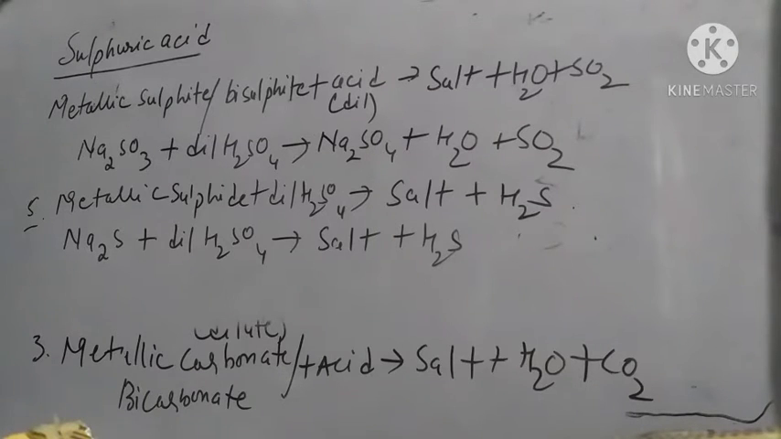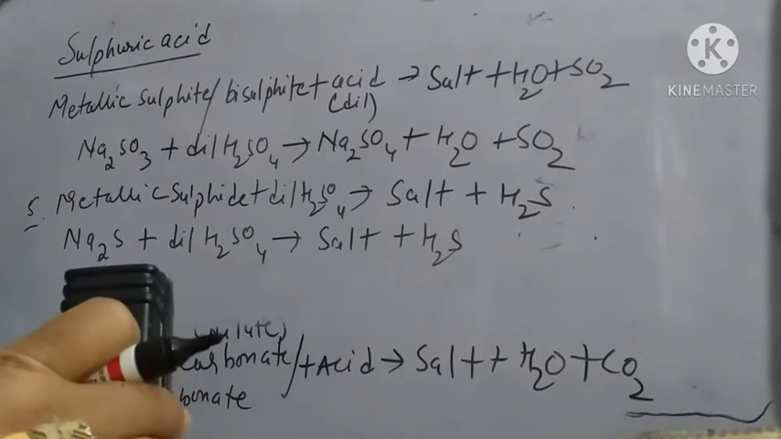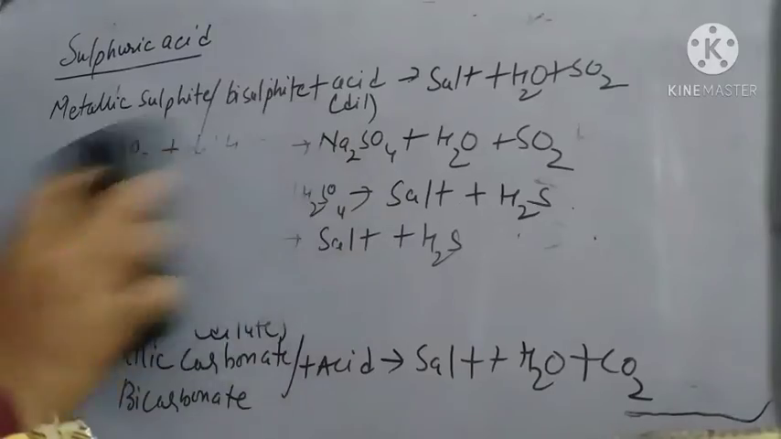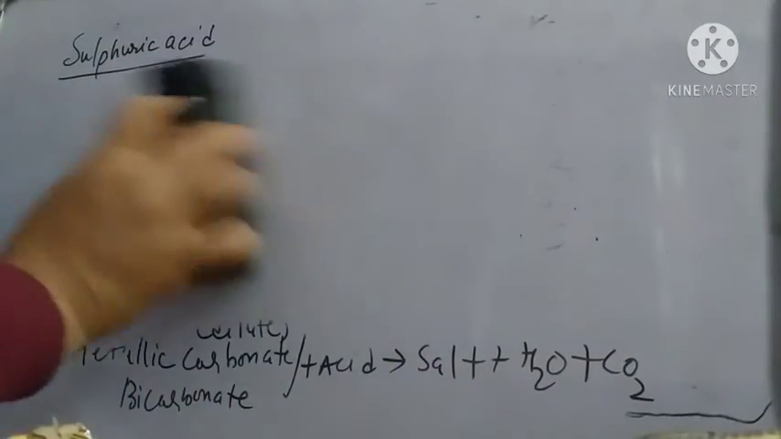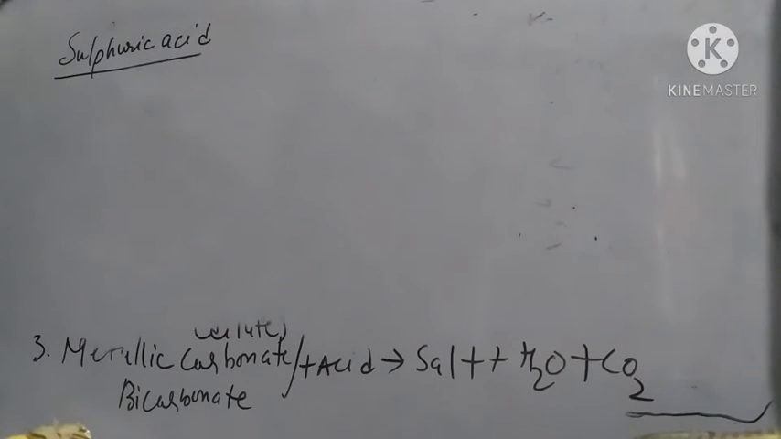Now coming to concentrated sulfuric acid as an oxidizing agent. In this we will be taking the example of oxidation of carbon and sulfur. Oxidizing nature of sulfuric acid. So now, oxidizing behavior with carbon and sulfur.